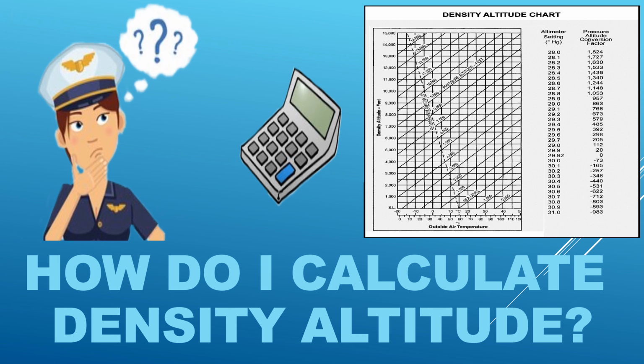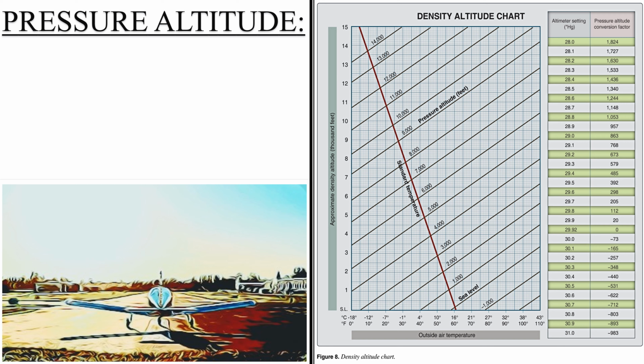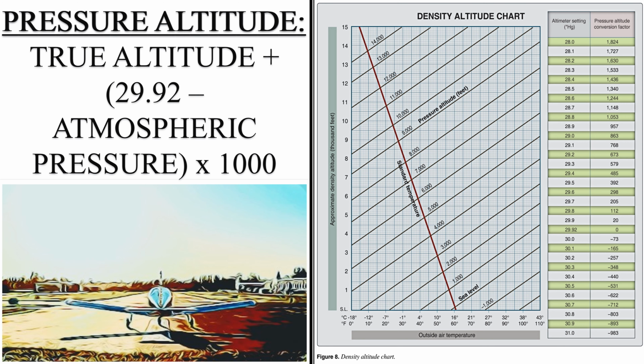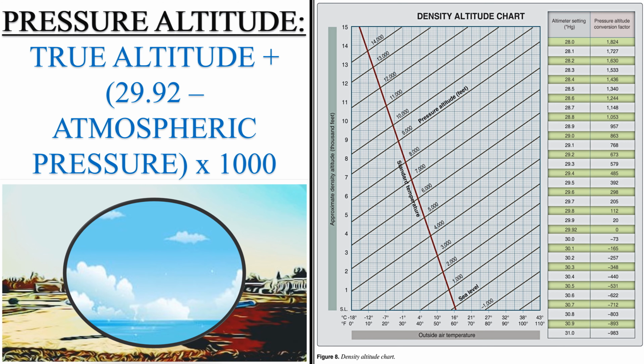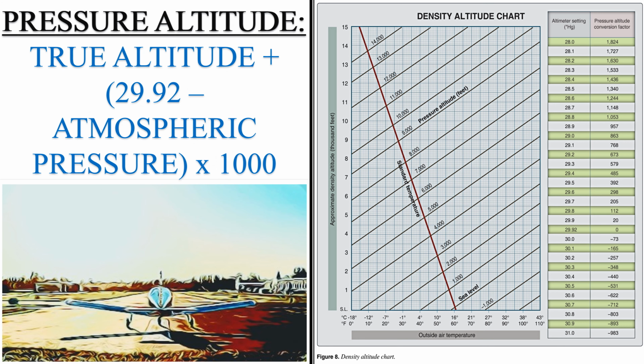How do I calculate density altitude? Good question. Let's begin by reviewing the formula for pressure altitude. The formula for pressure altitude is the true altitude plus 29.902 minus the atmospheric pressure, times 1000. Breaking down the formula, the true altitude is the aircraft's actual height above sea level. The local atmospheric pressure is subtracted from the standard pressure to get the conversion factor, which is multiplied by the constant 1000, because in a standard atmosphere, air pressure decreases by 1 inch of mercury per 1000 feet.